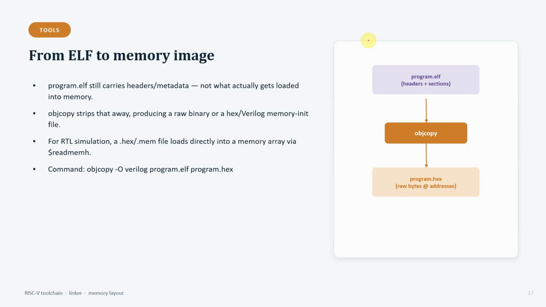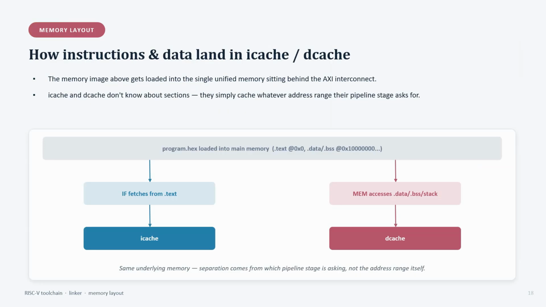This .elf is not yet the final file that will be executed. Program.elf still carries some headers and metadata, and cannot be loaded directly into the memory. So we are going to have something known as objcopy, which strips away all the metadata and headers and converts it into the final raw binary or hex data, which from Verilog we are going to fetch using the instruction fetch unit or the data fetch unit. We are going to fetch this binary data.